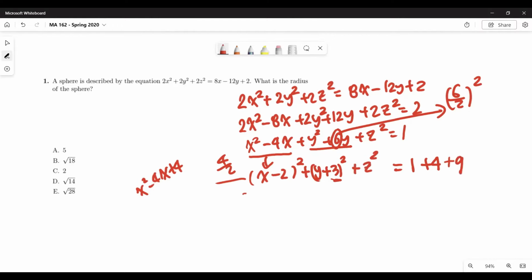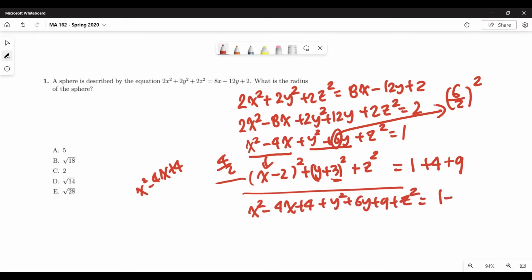I'll just show you this visually. So this says x squared minus 4x plus 4 plus y squared plus 6y plus 9 plus z squared equals 1 plus 4 plus 9. In the original equation, we don't have plus 4, right? That's why we add plus 4 on the right side. And in the original equation, we don't have plus 9. That's why we add the plus 9 on the right side.